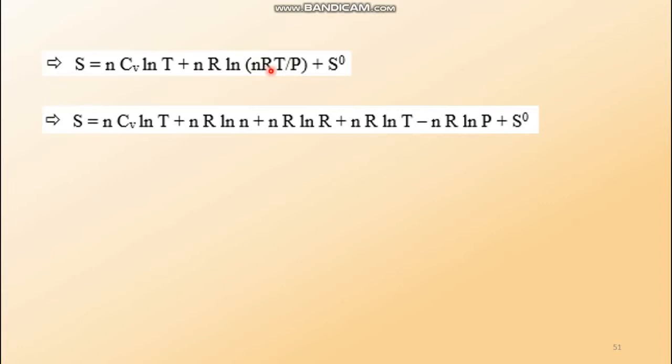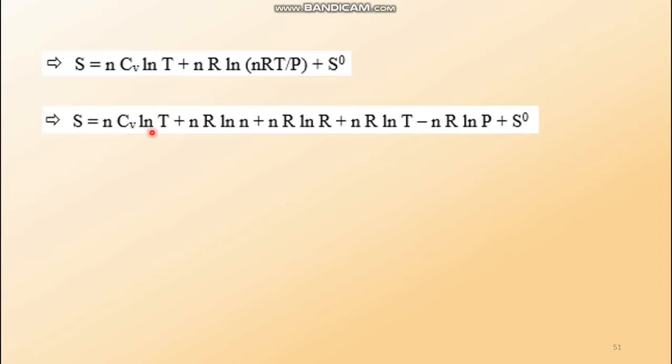R is the universal gas constant, T is the temperature, and P is the pressure. So this may be expanded as ln n plus ln R plus ln T minus ln P, all multiplied by nR. So actually the expanded series should be nR ln n plus nR ln R plus nR ln T minus nR ln P. Okay, so in place of the first term we are writing the same thing without any change.